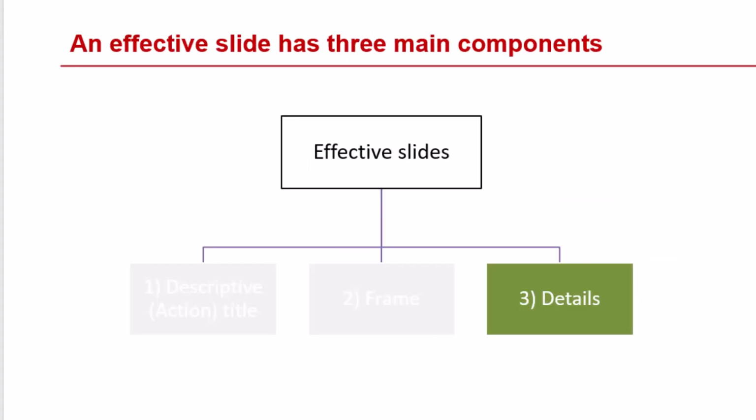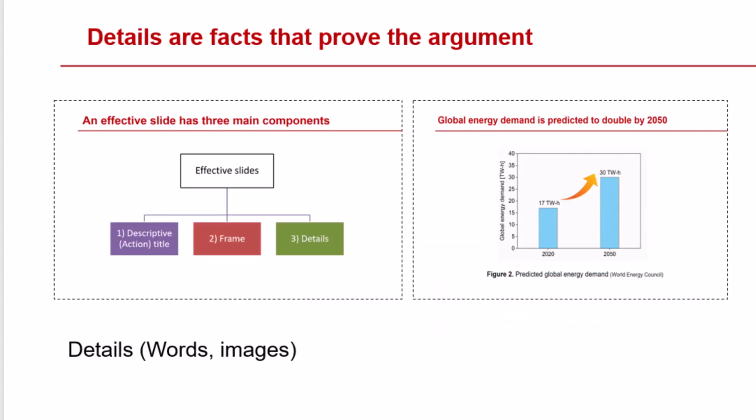And now we go into the third component, which is details. The details are the information upon which everything else rests. This is the information you want to share with your audience. And the details are usually incorporated into the frame to support your one argument. So if we look at this slide, for example, we have the action title here, the frame, which is the structure, and then the details are the information which are incorporated into the frame.